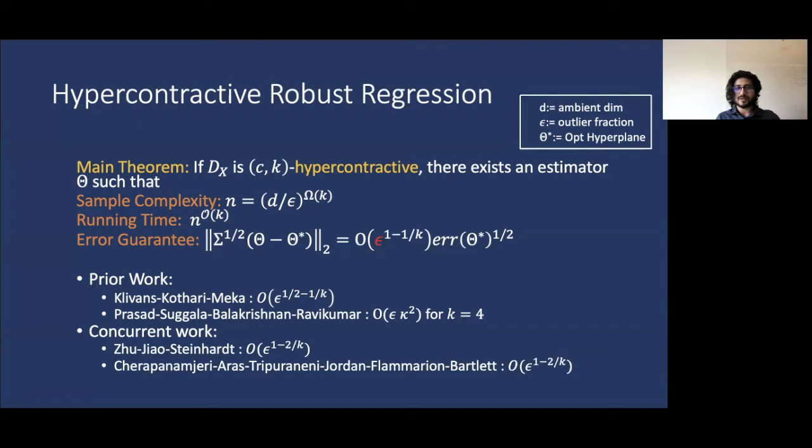So I would like to point out that prior and concurrent work are not able to get this epsilon to the 1 minus 1 over k dependence when the noise is independent of the covariates. And this is the setting that I will focus on for the remainder of the talk.